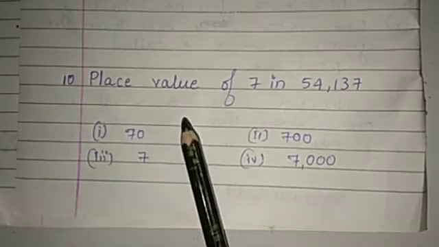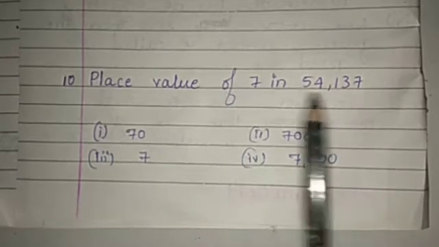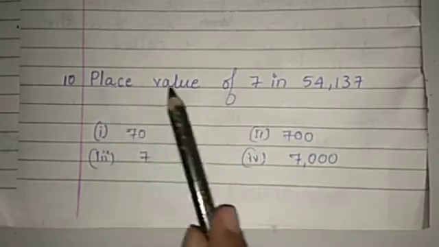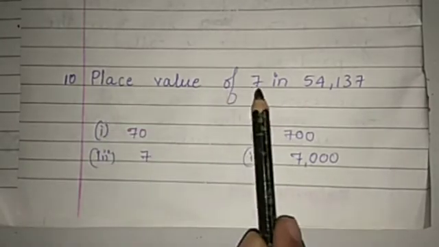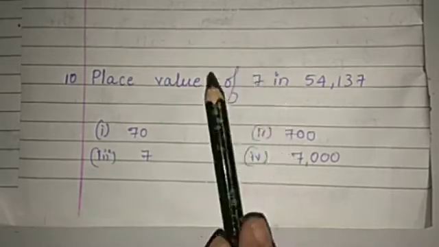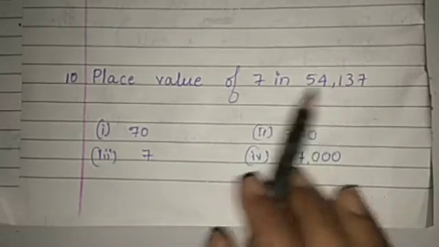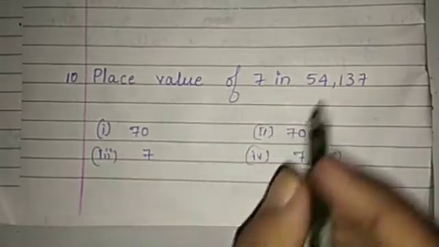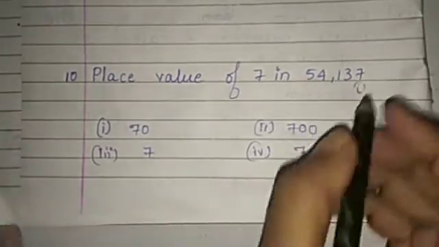10th one. Place value of 7 in 54,137. Here we have to find out place value of 7. How we can find out place value of any number? Place value of any number is equal to number multiplied by its position. So first we need to identify the position of 7. Here 7 at ones place.